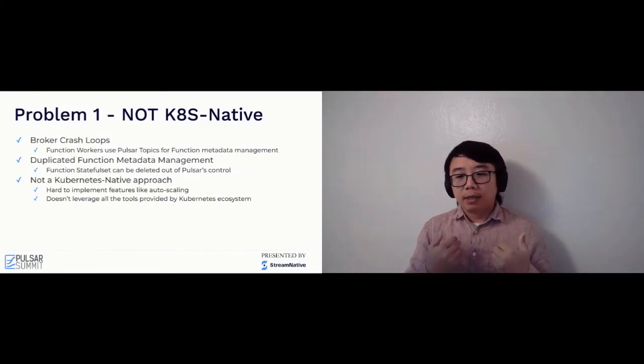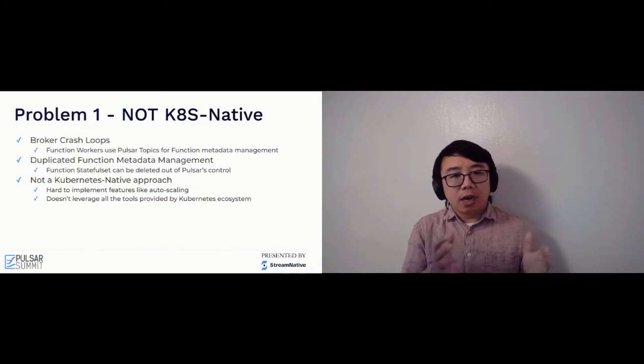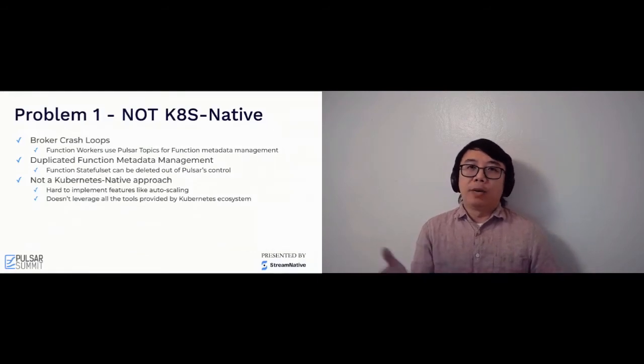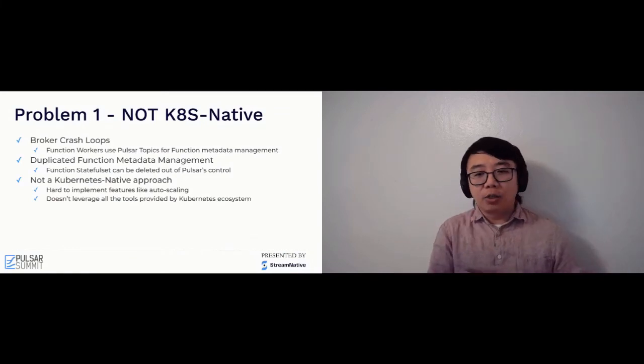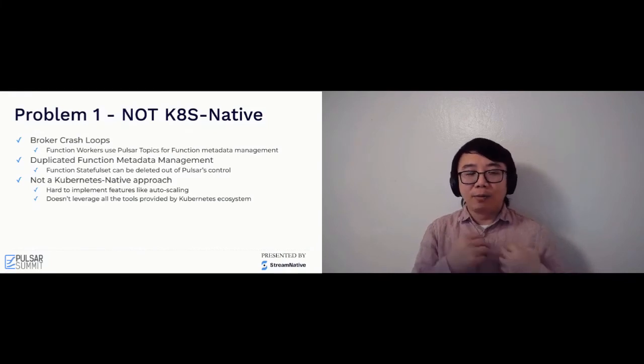And the last one is that the implementation of the current Kubernetes integration is not a Kubernetes-native approach, so it doesn't leverage all the tools provided by the Kubernetes ecosystem. And it's hard to implement features, like Kubernetes already has an autoscaler in place. It's really hard to put that logic into Pulsar in order to leverage that functionality. I don't say it's not possible, I just say it's hard.